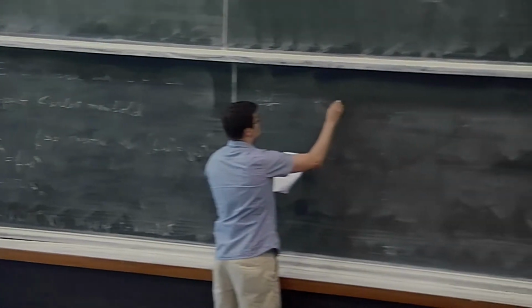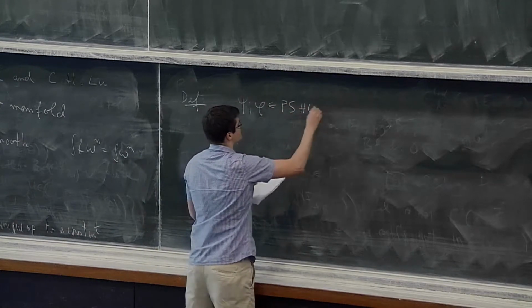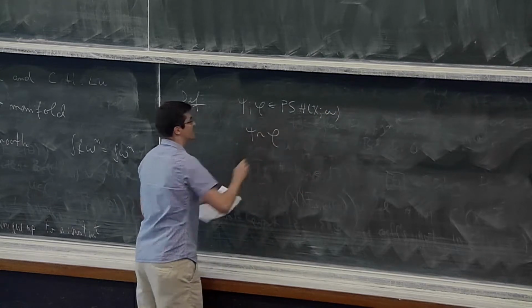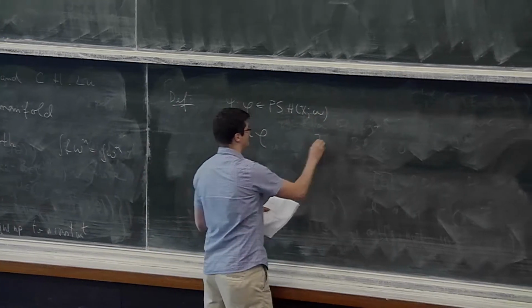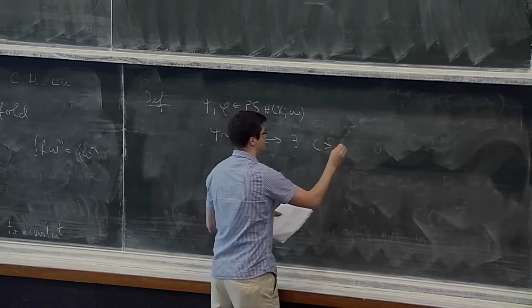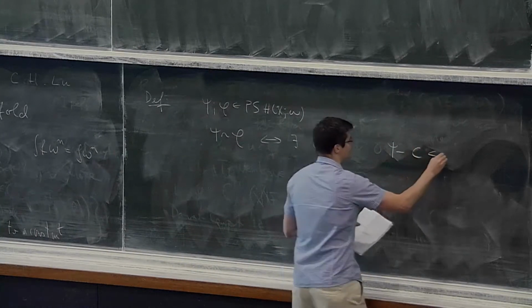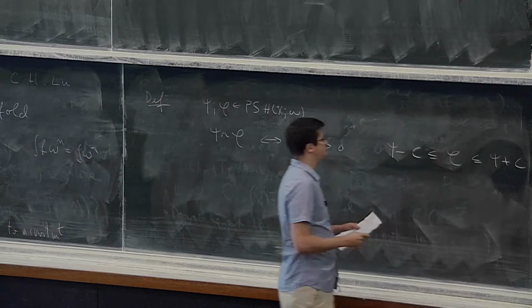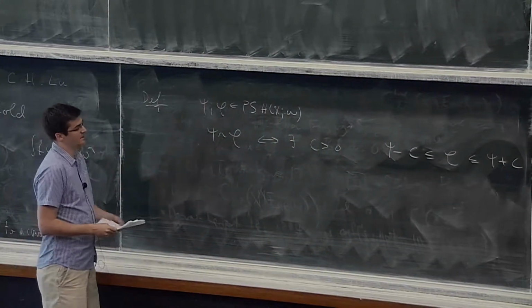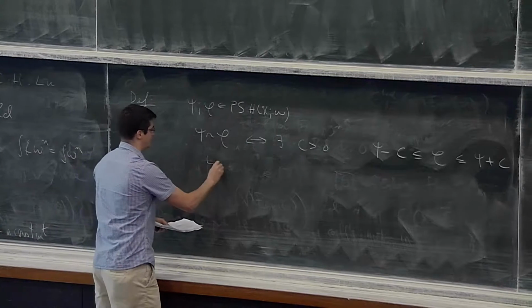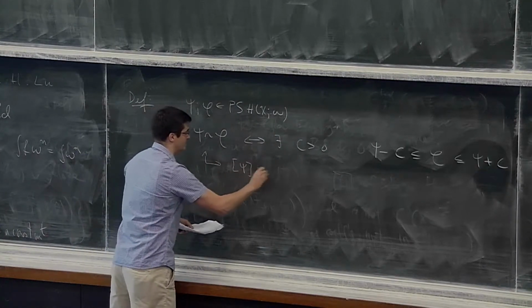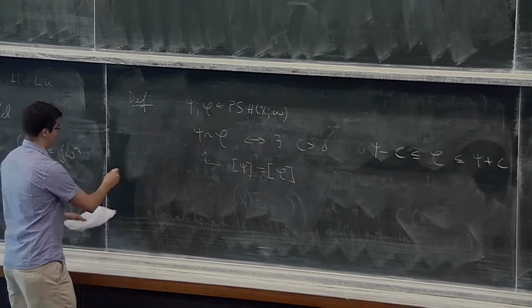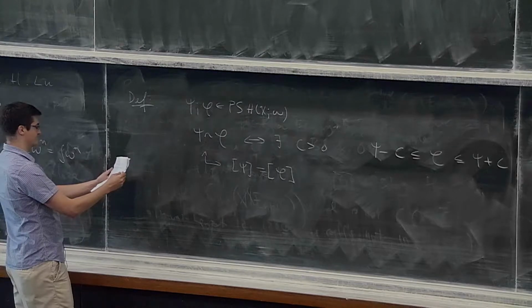If you're given two plurisubharmonic functions, you can define this equivalence relation, meaning that there exists a constant c big enough so that psi minus c is less than phi, which is less than psi plus c. In this case, we say that these two plurisubharmonic functions have the same singularity type. And then the singularity type will be denoted by bracket notation.